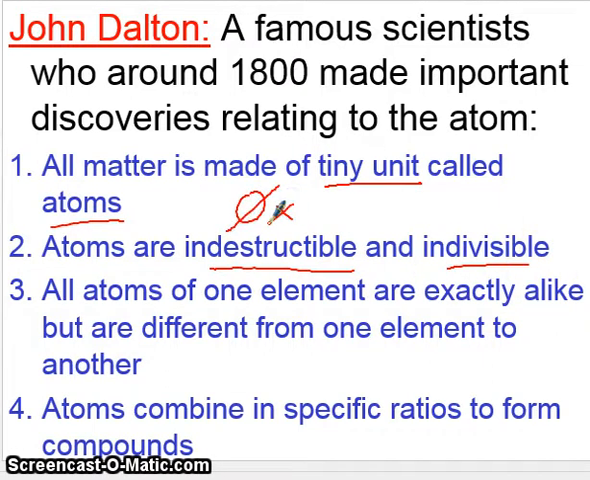You cannot do it. All atoms of one element are exactly alike, but are different from one element to another. So the element lithium has one type of atom, the element oxygen has another type of atom. And then fourthly, atoms combine in specific ratios to form compounds. So for example, anytime you want to combine lithium and oxygen, it'll always combine with 2 lithiums for every 1 oxygen, always. And those are the 4 rules.